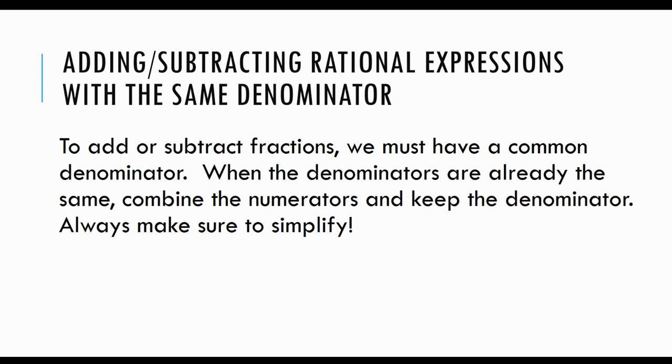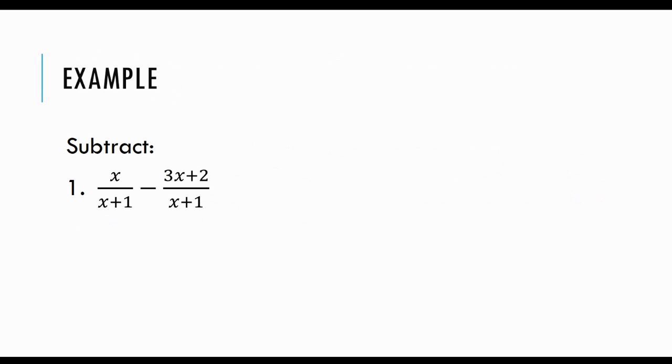First, we'll start with the same denominator. So remember, just in general, when you're adding or subtracting fractions, you have to have a common denominator. So when they're already the same, that makes our lives a lot easier because all we have to do is just combine the numerators and we keep the denominator the same. But after we do that operation, we always need to make sure that we are simplifying as much as possible. So let's take a look at this example.